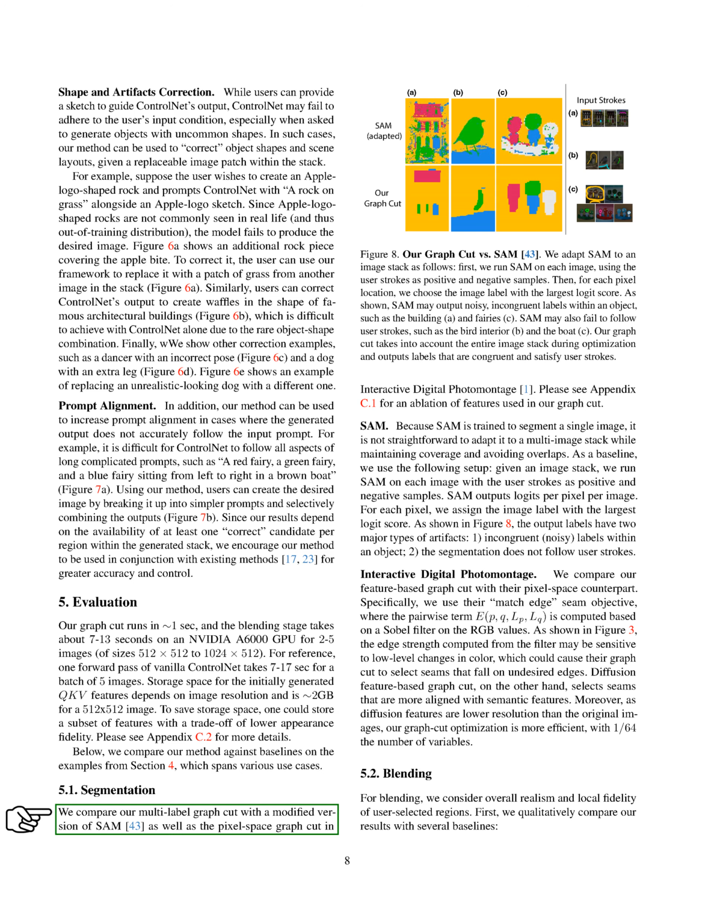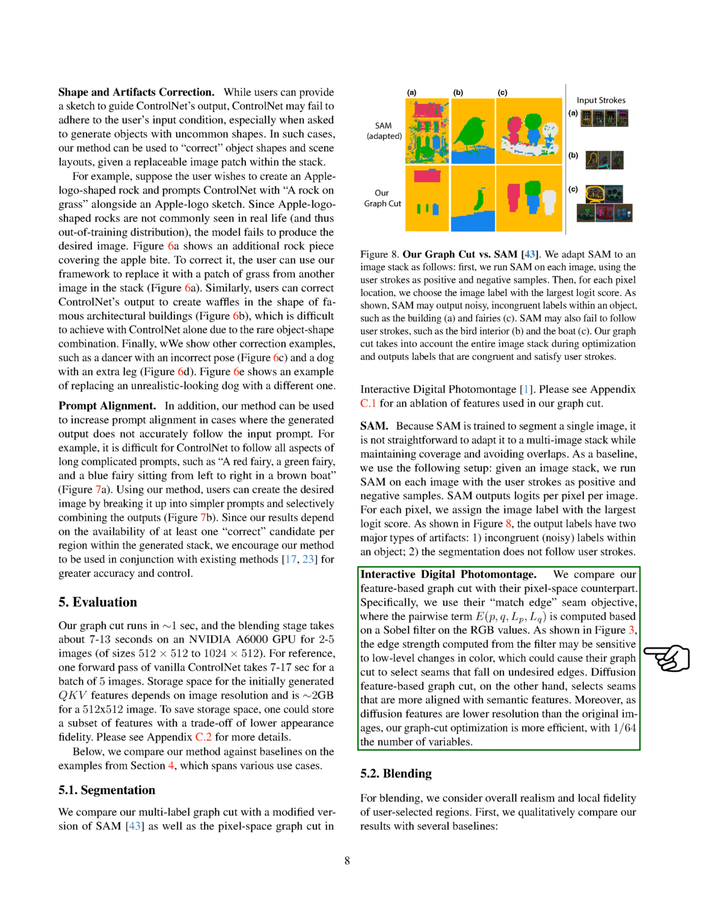For segmentation, we assess our multi-label graph cut against a modified version of SAM and the pixel space graph cut from Interactive Digital Photomontage. SAM is designed for single images, making it challenging to adapt for multiple images without overlaps. In our baseline setup, we run SAM on each image in a stack, using user strokes as positive and negative samples. SAM produces pixel-wise logits, and we assign labels based on the highest logit score. However, we observe two main issues: noisy labels within objects and segmentation that does not align with user strokes.